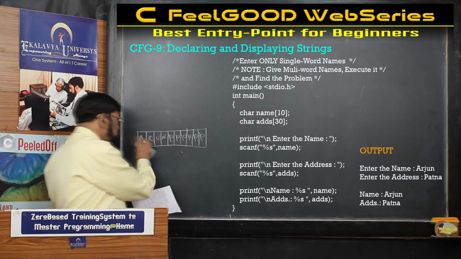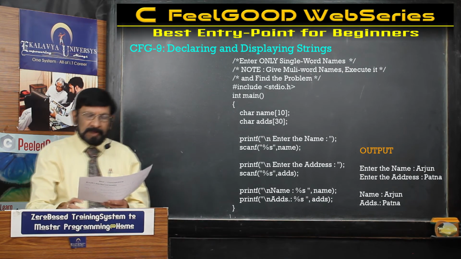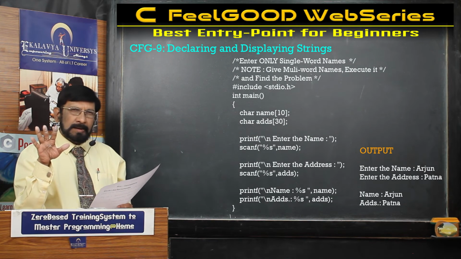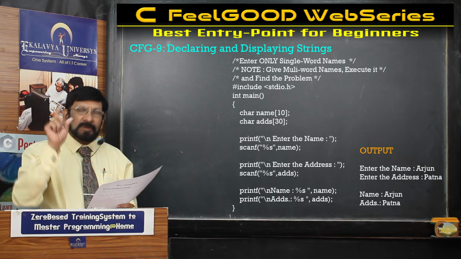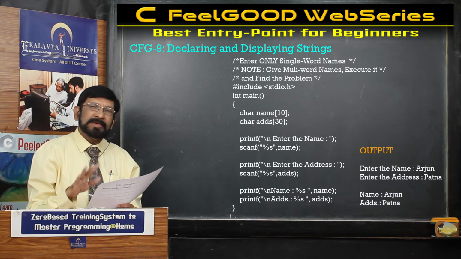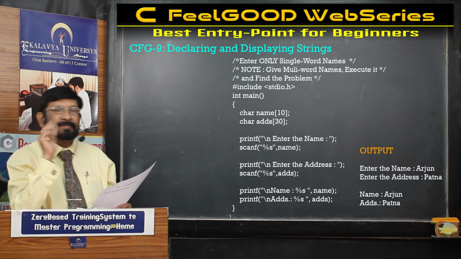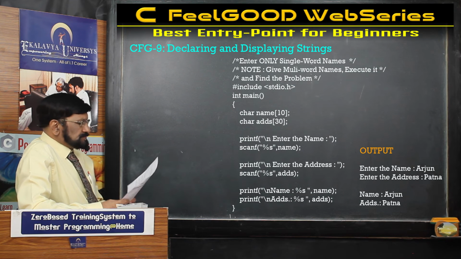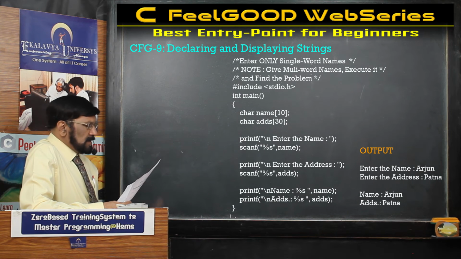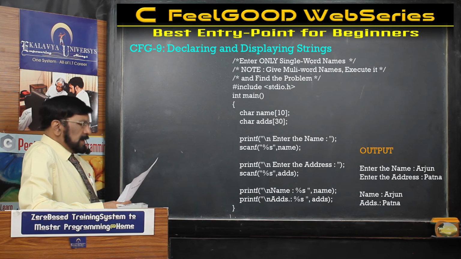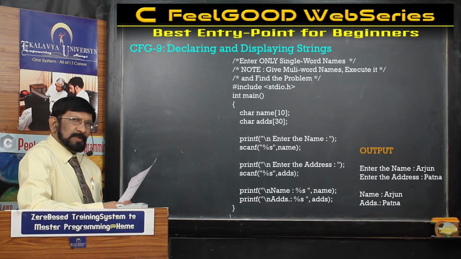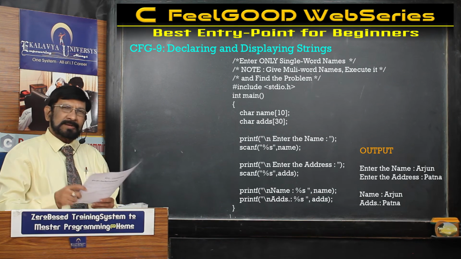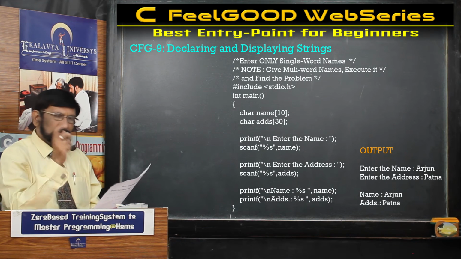That's why, subject to these limitations for this program, what to do? For name and address, enter single words only first. And thereafter you enter multiple words. You have to see what is happening, the problem you have to see. Now we see. Here there is no special header file. Name 10 means 9 characters you can give maximum, and address 30, maximum 29 characters. You can give 5 characters also, nothing wrong.